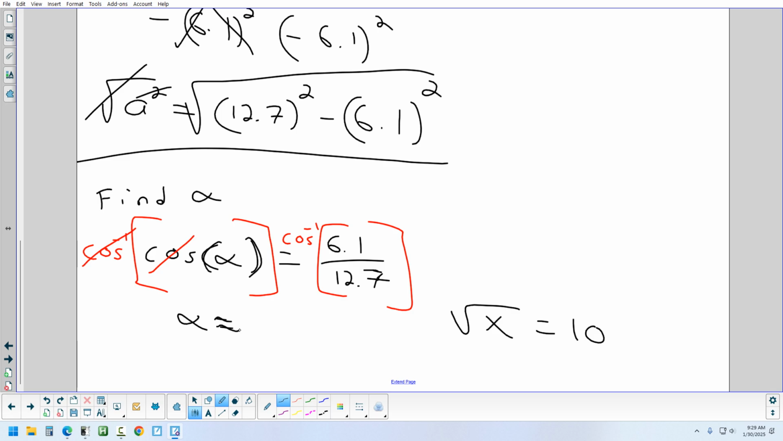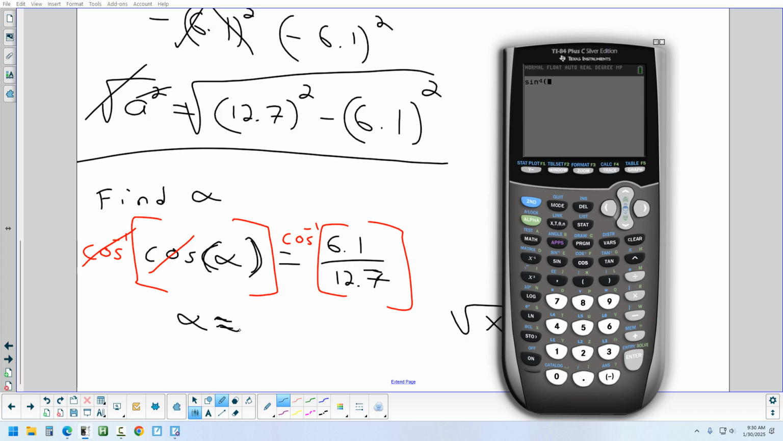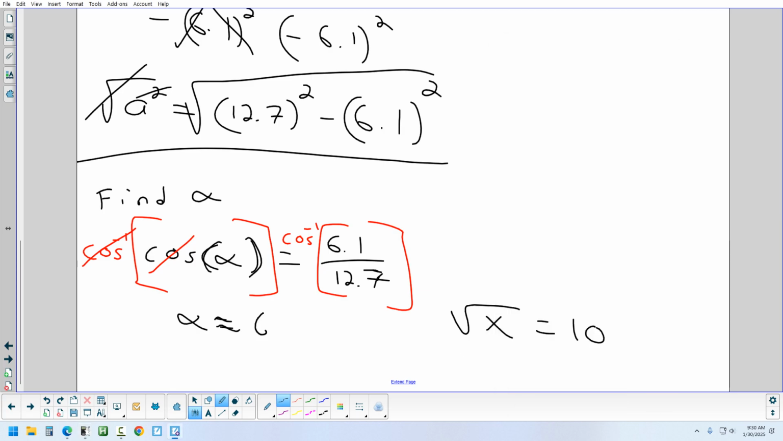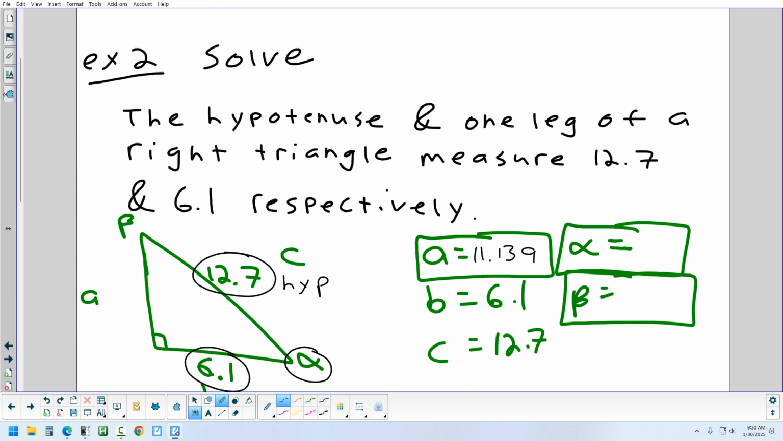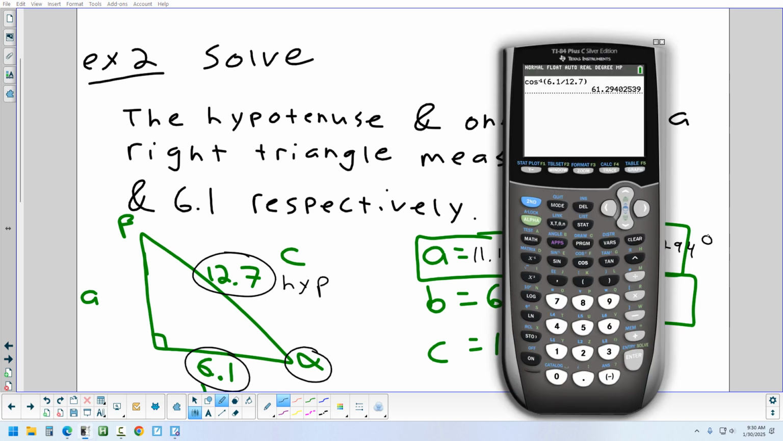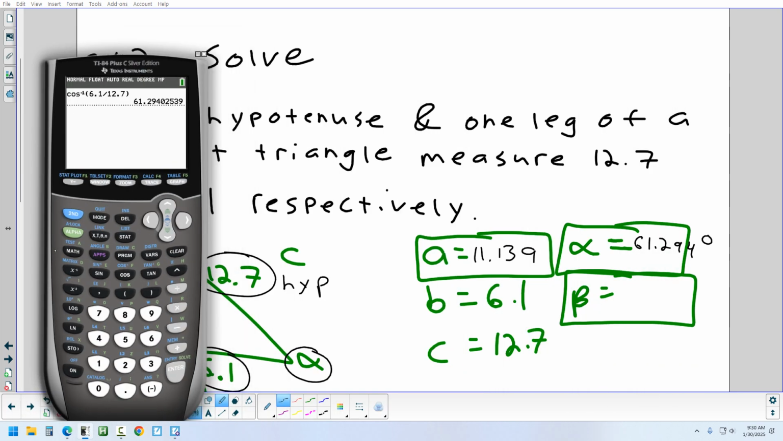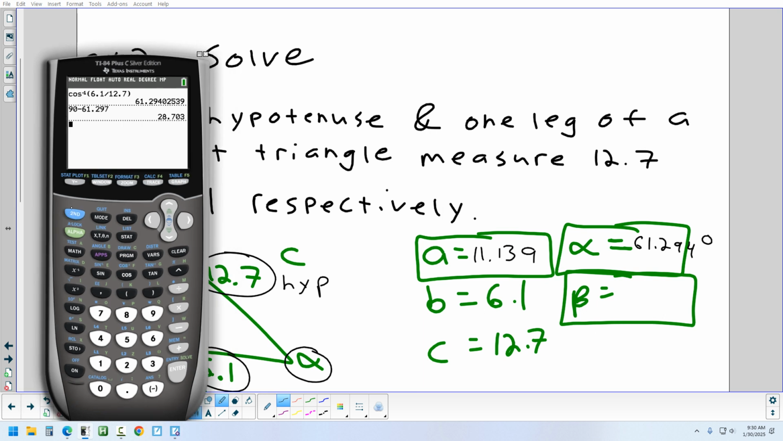And I'm going to type in the inverse cosine of 6.1 over 12.7. So second inverse cosine, 6.1 divided by 12.7. And that gives me 61.294 degrees. Okay, I'm going to go put that up in my table. Now, if I was running out of time and I had to finish this problem in the next 10 seconds, I would do 90 minus 61.294 and pray that 61.294 was the correct answer.